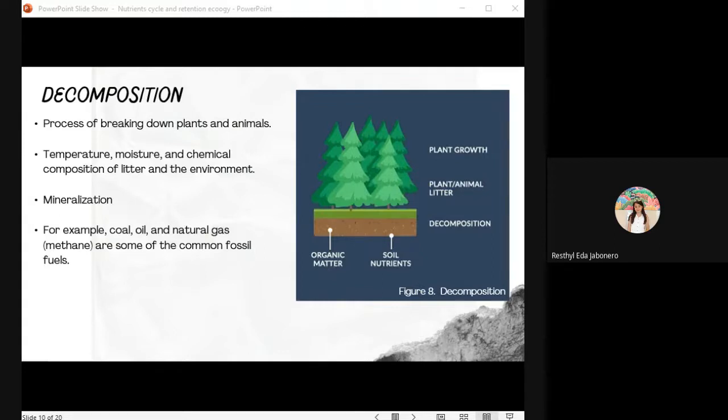For example, coal, oil, and natural gas or methane are some common fossil fuels that came from decomposition. Over the long term, the decomposition of dead matter generates these fossil fuel products.